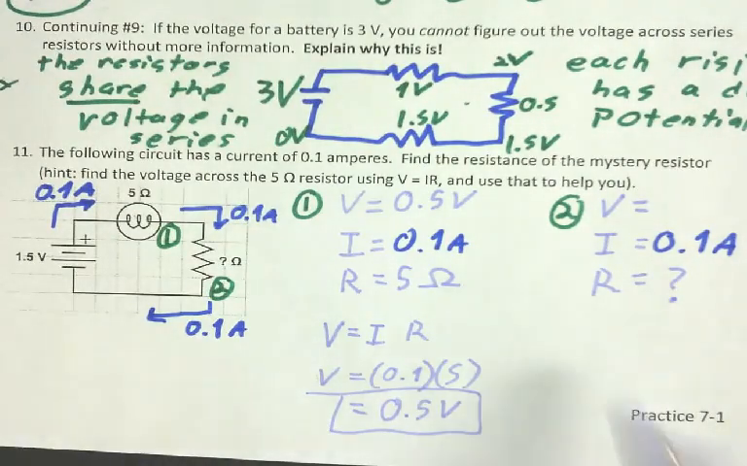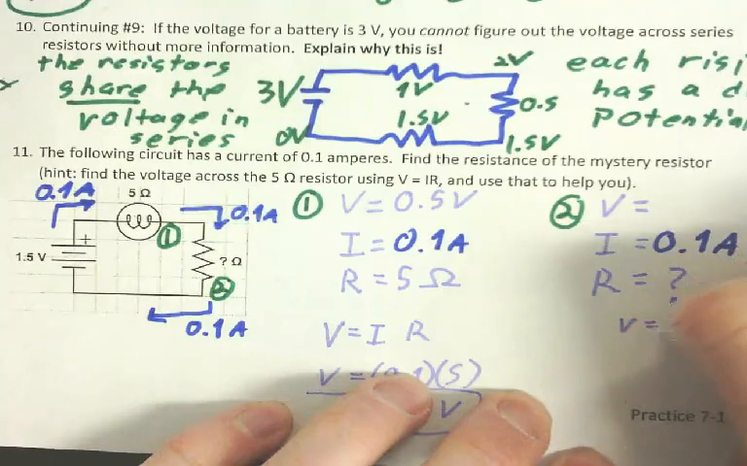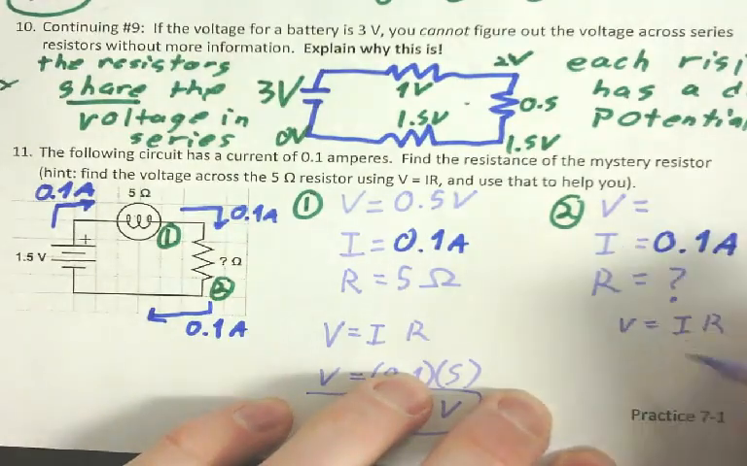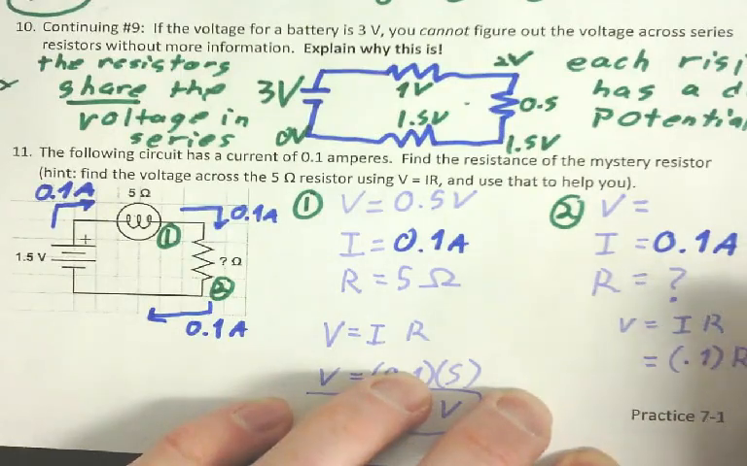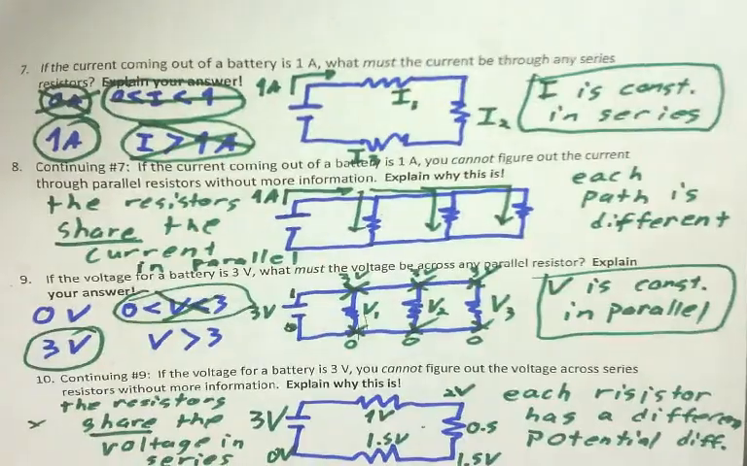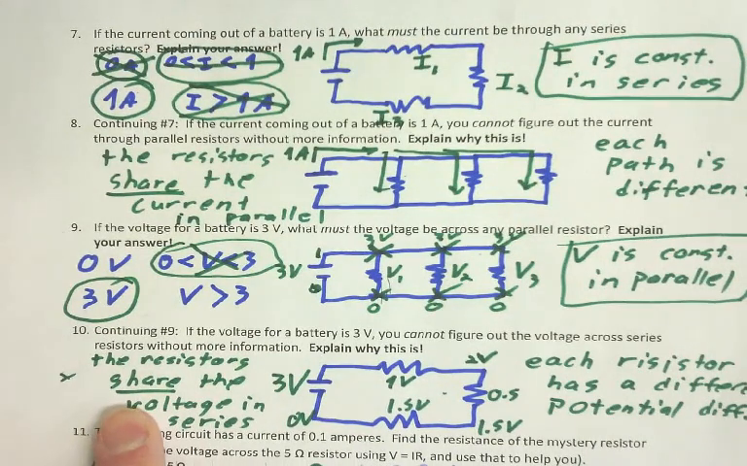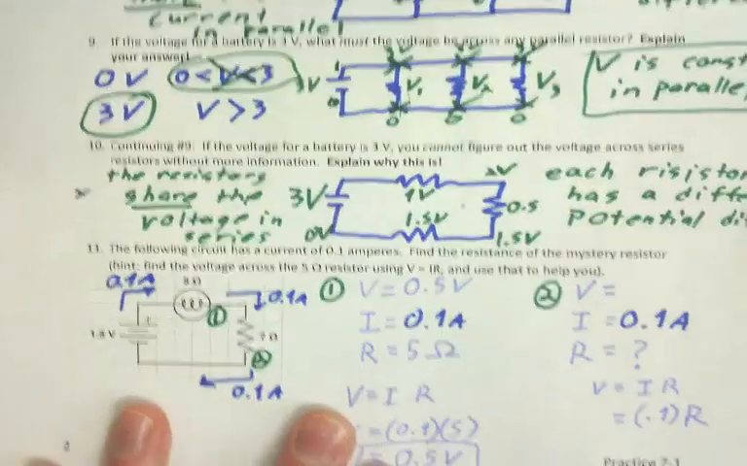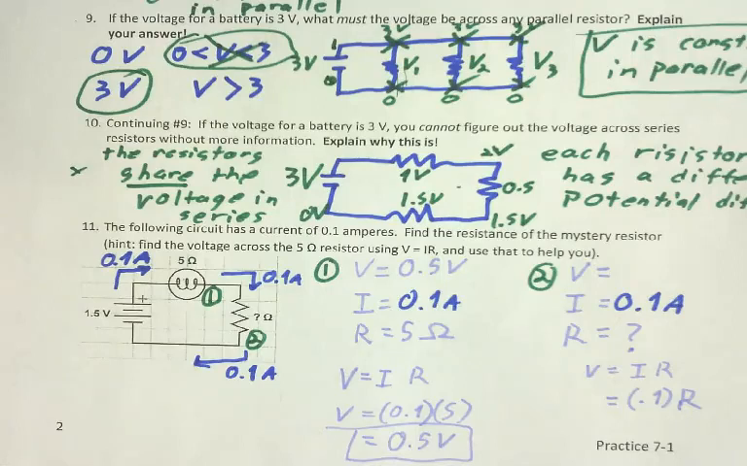Okay. Now, you can see all I need to do to find R here is do V equals IR again. V equals I times R. So I need to figure out what V is here. So let's look up here again. We had a discussion about voltage. We said that voltage is constant for things in parallel, but for things in series, they have to share the voltage. So I go down here and I ask myself, is this parallel? No, it's not. So that means they don't have the same voltage. They have to share it.